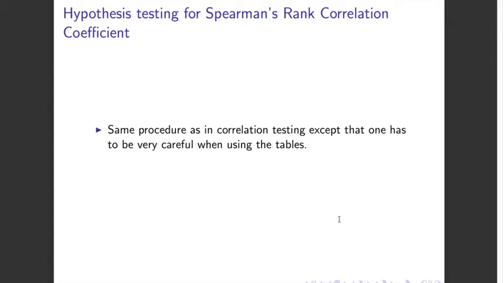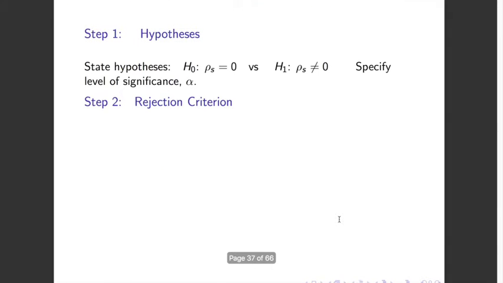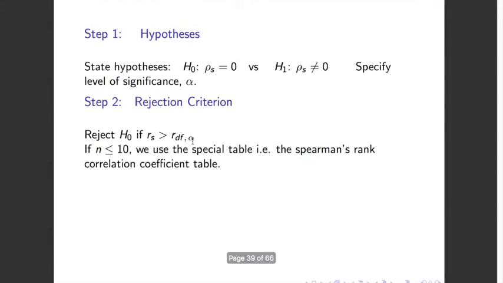Then we come to the hypothesis testing for the Spearman rank correlation coefficient, and it's the same procedure as in the correlation testing, except that one has to be very careful when using the tables. There'll be different rules depending on the sample size, which table to look at. So we have the hypothesis. Now we don't look at rho, we look at rho of S, because it's now the rank correlation coefficient, and under the null hypothesis it's equal to 0, under the alternative it's not equal to 0. Then we reject H0 if RS, which is going to be a different formula, is greater than my critical value, but my critical value will depend on the sample size.